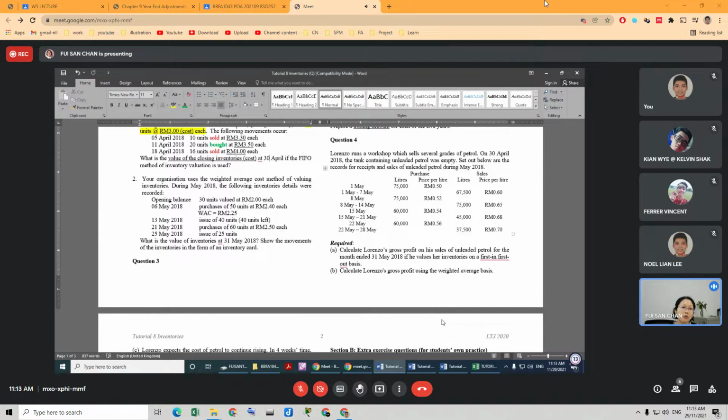But weighted average is slightly more complicated. Why? Because whenever you buy new stock, you revise your inventory price. You buy new one, you revise your price. You buy new one, you revise your price, right? But actually it's not difficult. You just have to know the technique, and then it should be all right. Okay, so I go straight to question 4.